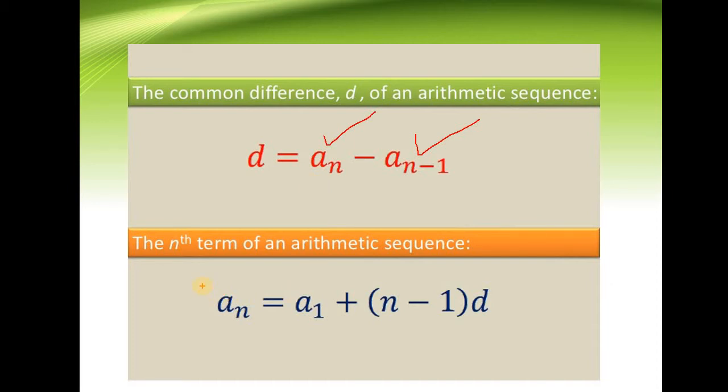And this one is the formula to find the nth term of an arithmetic sequence. So remember these two. To find the common difference, we will use the above formula. To find the nth term or general term, we will use the below formula.